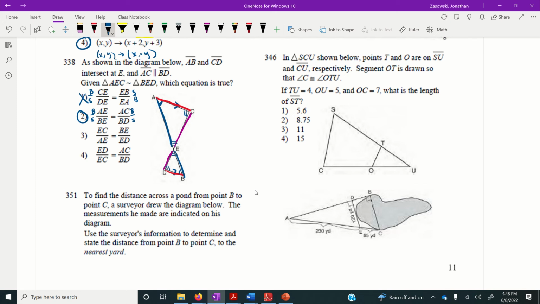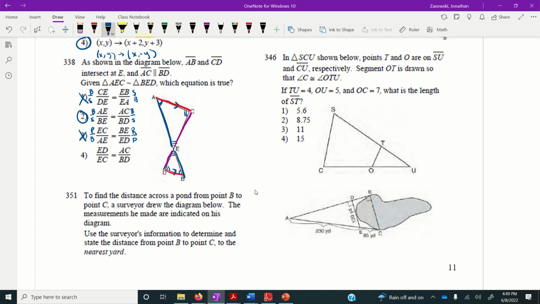EC over EA. Now notice, we're doing the big triangle, but we're doing, let's say, purple over blue. And in the bottom triangle, we're doing BE to ED, which is red over purple. And you can see that these sides aren't corresponding. They're not the same colors. They're not in the same spots. That's why we're not picking number 3.